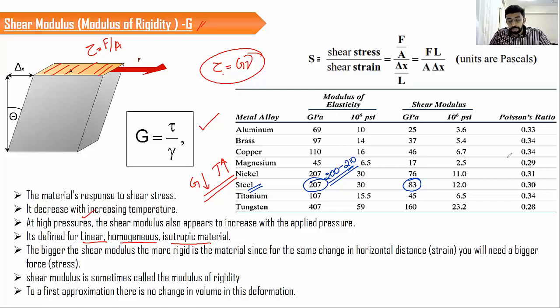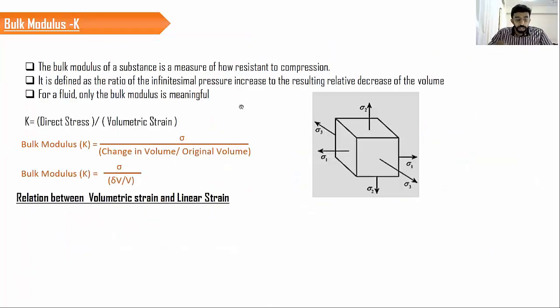And if you compare the Young's modulus as well as the shear modulus, you can see the variation. The shear modulus is comparatively lower in magnitude than the modulus of elasticity, or the Young's modulus. We have to discuss the bulk modulus. I think this is a topic which requires some explanation because we haven't discussed the bulk modulus.